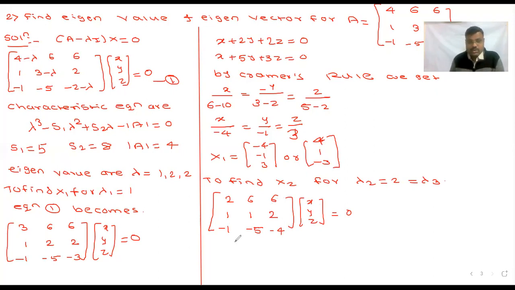Okay, on observing, all three equations are different. Am I right? Yes, sir. All three equations are different. What are all three equations? x plus 3y plus 3z is equal to 0. Second equation, x plus y plus 2z equal to 0. And x plus 5y plus 4z equal to 0. So by Cramer's rule.